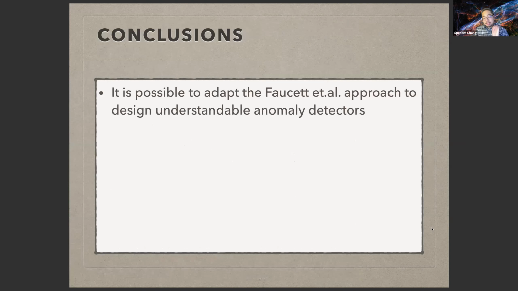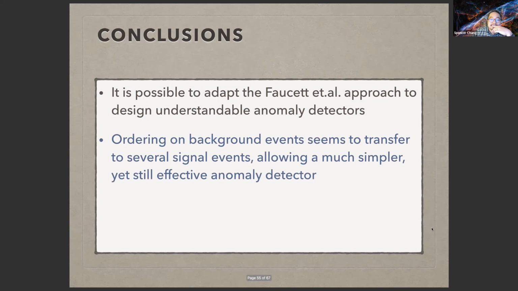Okay, so sorry for running late. Let me conclude. So it's possible to adapt this technique to design understandable anomaly detectors that are simple, that rely on only a few high-level physics variables, so they're more interpretable. And I think the very non-trivial result is, even though we don't order that well on background events, we only got to like 83% on the ADO, it seems to transfer to the comparison between signal, to use as an anomaly detector.